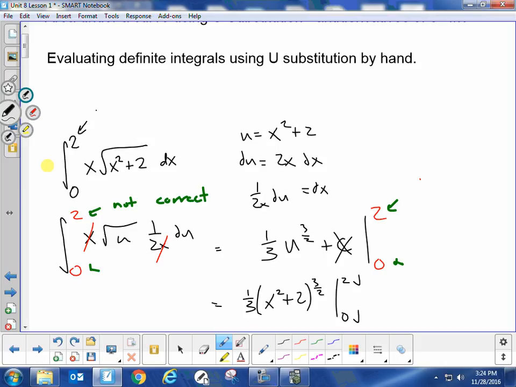This is x from 0 to 2. This is x from 0 to 2, I have x's. If I switch to u's, I can't use x's. I need u's if I'm to be perfectly correct as I'm doing this. Now, how am I going to take an x and turn it into a u? What should I use?